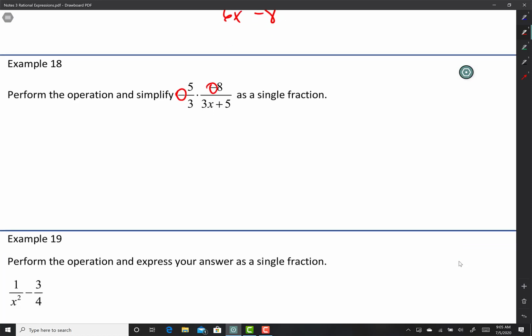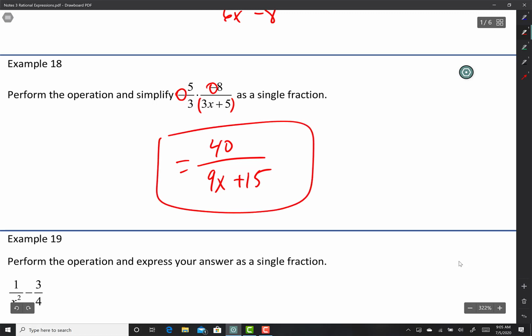5 times 8, what's that, 40? So I'm going to write 40. And I just did that from 5 times 8. And then go ahead and distribute that 3 in the denominator there. 3 times 3x, that's a 9x. And then 3 times 5, that's 15. Negative times a negative is positive. I don't see anything there. I think that's it. And we're done, guys.